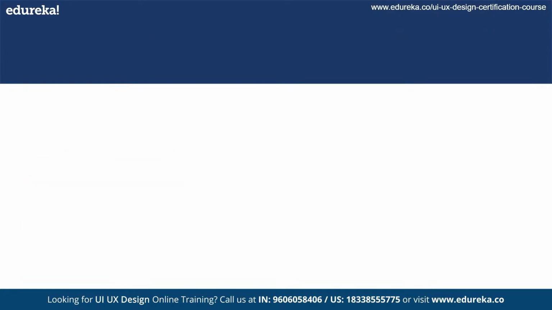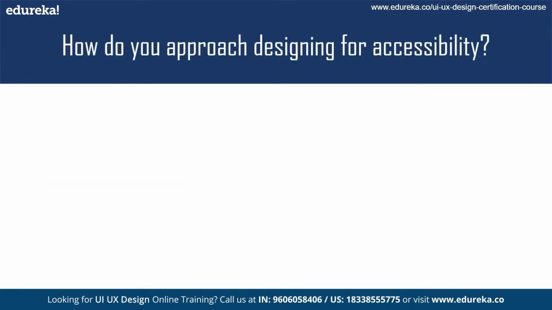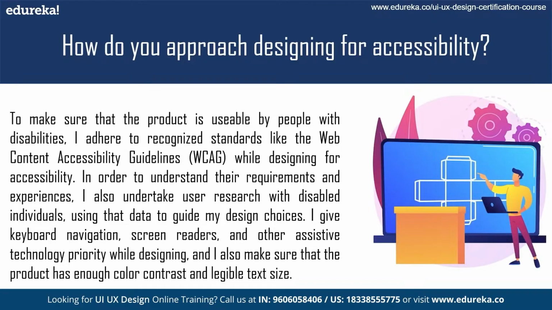And the next question, how do you approach designing for accessibility? Designing for accessibility is essential to ensure that people with disabilities can access and use digital products and services. First, you need to educate yourself, gain an understanding of the accessibility guidelines and best practices, such as the Web Content Accessibility Guidelines.